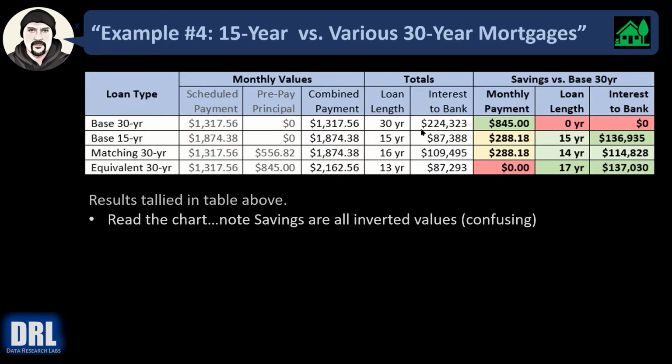The worst one is $224,000. The next one, well, they're kind of the same, is $136,000 or $137,000 better. And then this one, matching 30 years, only $114,000 better. So that's how you can run through and plug the numbers in and compare different scenarios.